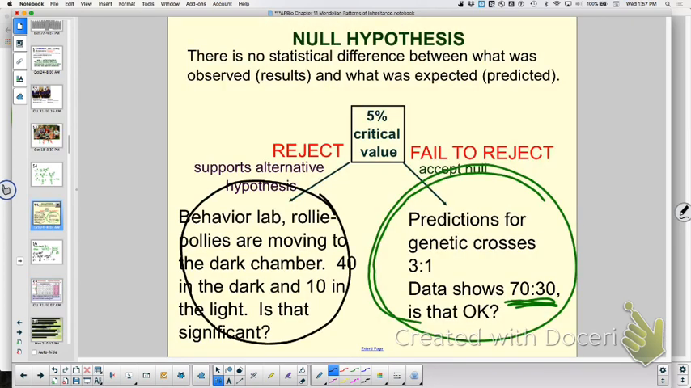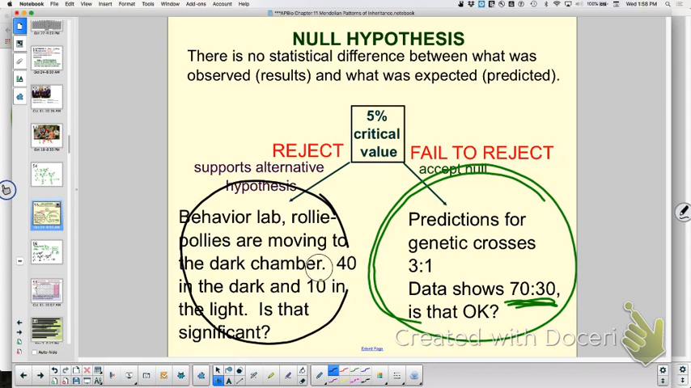Okay. Now, I'm going to do a different experiment. Doing a behavior lab with roly-polies. Okay? And I am telling you, my null hypothesis is roly-polies do not care if they are in the light or in the dark. So if they're given a choice chamber and they have a light side and a dark side in their choice chamber, they don't care which way they go. That is my null hypothesis.